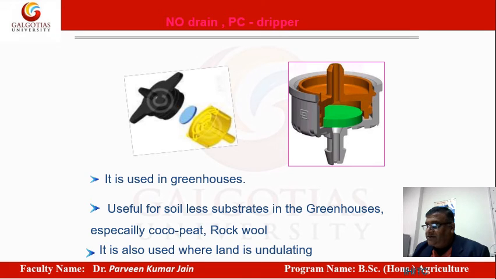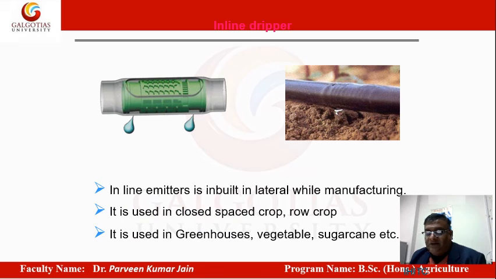So normally this is a typical type of dripper which gives a uniform spread. Even if it is a hill or the ground surface is undulated, it is not affected. So it is normally used in greenhouses also, because from the first dripper to the last dripper, the water is supplied in a uniform amount, and these are inline drippers which are present inside the drip lines.